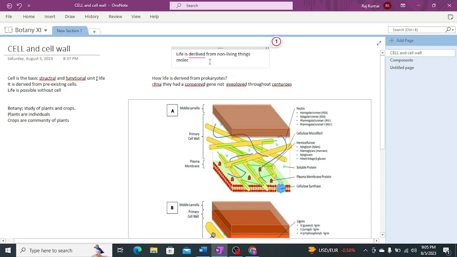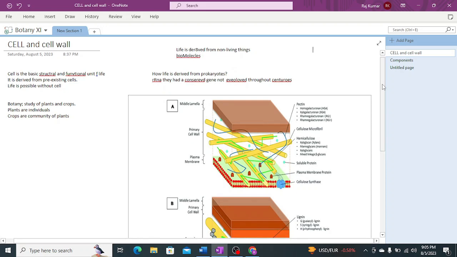Within prokaryotes, these were first derived from non-living things. These were derived from molecules, from biomolecules which constitute life. That is why these are known as biomolecules in action, because they constitute life. So these biomolecules constituted life, and that was how life was derived from non-living things. And I hope that sounds clear.